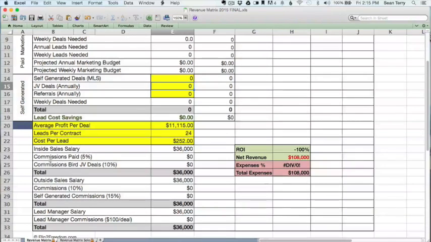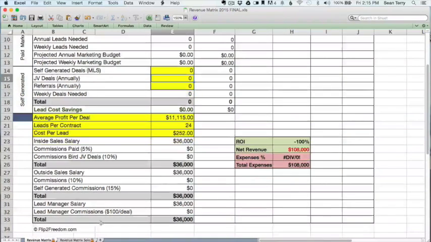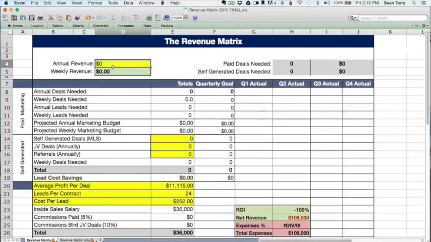I have an inside sales rep. They get a 5% commission, and they get 10% commission off JV deals. They get incentivized higher for bringing these type of deals. Outside sales, 10% commission, 15% on self-generated. And lead manager, this is what she makes as a salary and then on a per deal basis. So, our projected revenue this year, our goals this year is to do 5 million, right? So 5 million. So that means we're doing 104,000 weekly revenue.